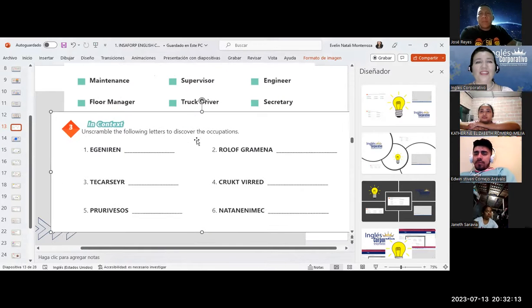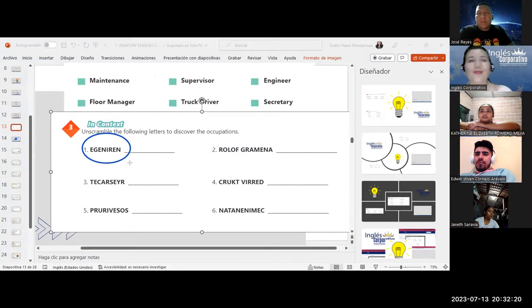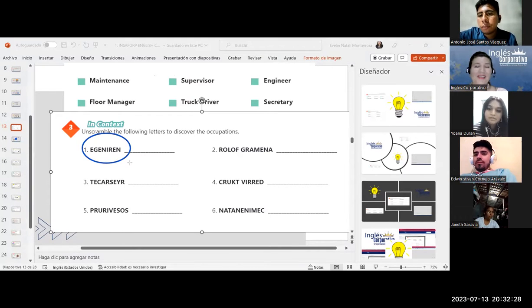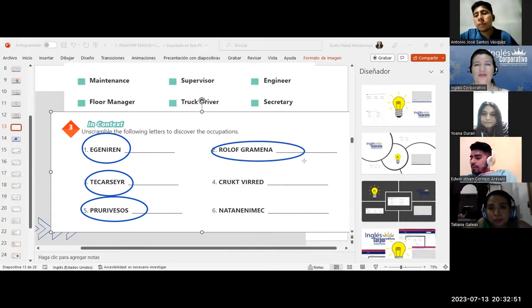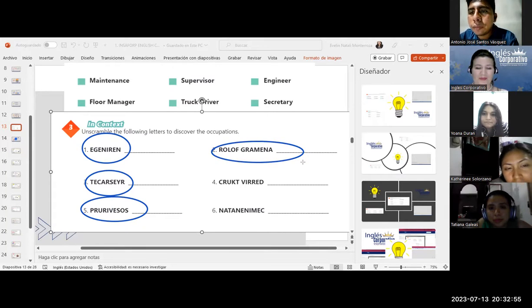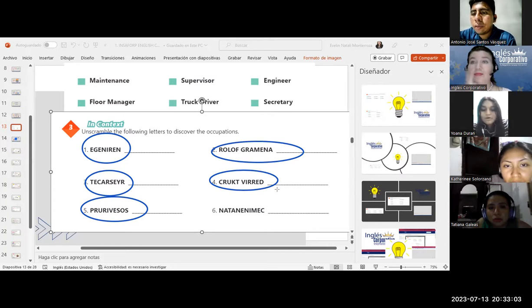Let's go with the first one. What is the first word that I have right here? ¿Cuál es esta? What is this one? We just studied them. Engineer. What about this one? Secretary, very good. What about this one? Supervisor, very good. What about this one? Floor manager. What about this one? Truck driver. And the last one?